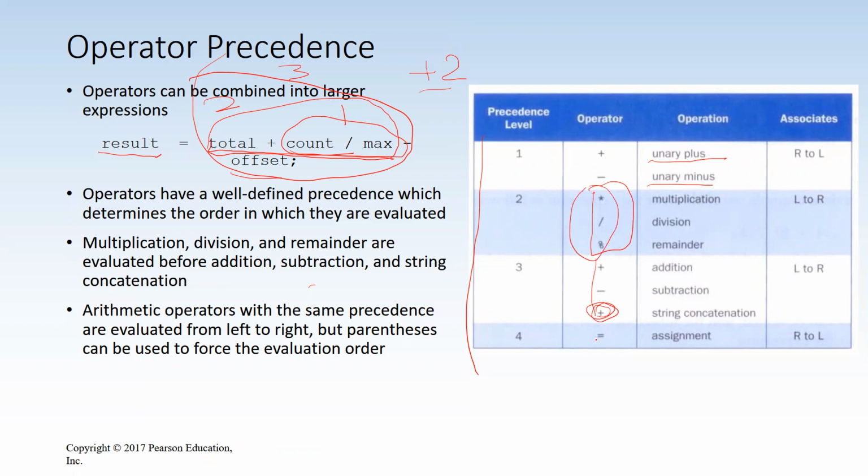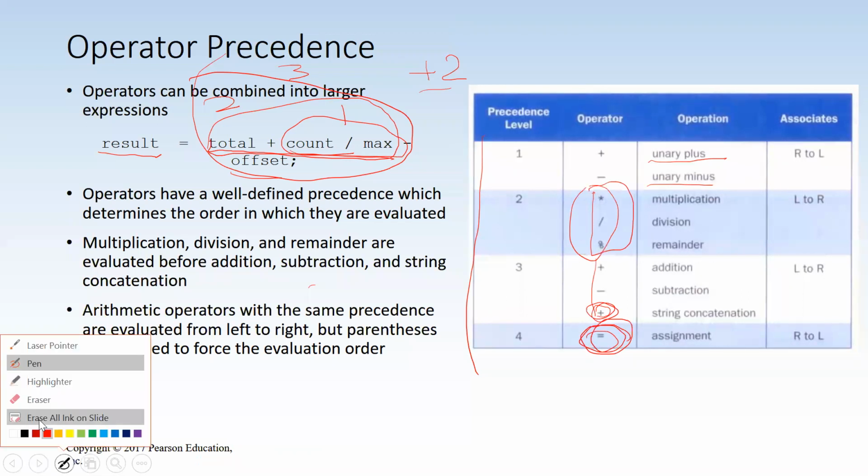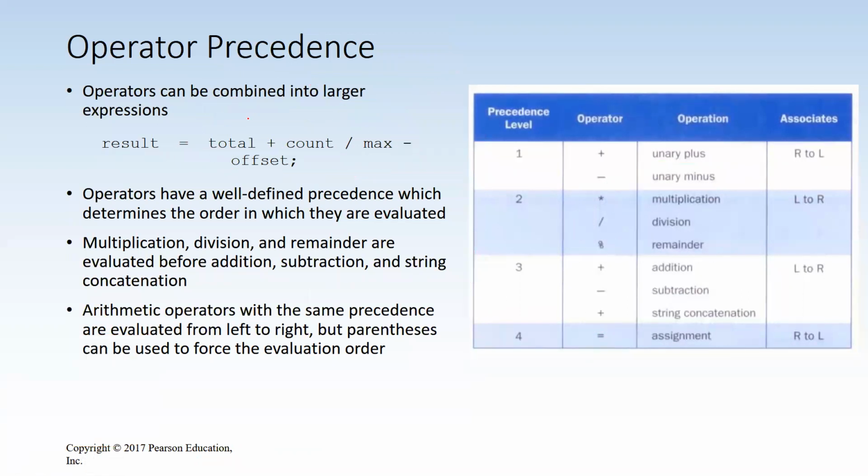Notice that assignment comes last. It has the least priority. Why? Because you have to finish the expression evaluation first. So always remember, we said always evaluate the right-hand side and then assign the result to the left-hand side. So this always comes last. Any questions?